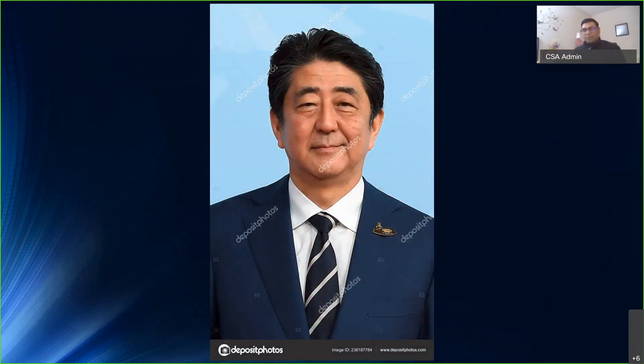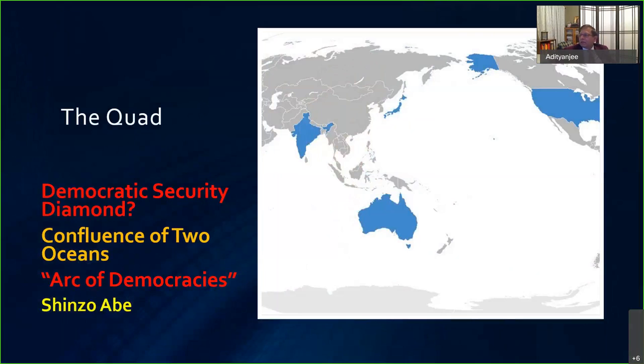This is the gentleman who was the brain behind the Quad. This is Shinzo Abe, two-time Prime Minister of Japan. He worked hard to make Quad a success, and we shall discuss that as we go along. On this slide, you see the four countries that constitute the Quad: India, Australia, Japan, and the US. Shinzo Abe defined it as a democratic security diamond, shown here in diamond shape on the globe. He also described it as a confluence of two oceans and an arc of democracies while giving a speech in the Indian Parliament in 2007.